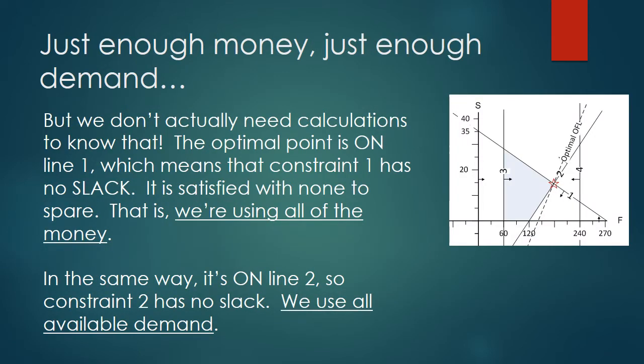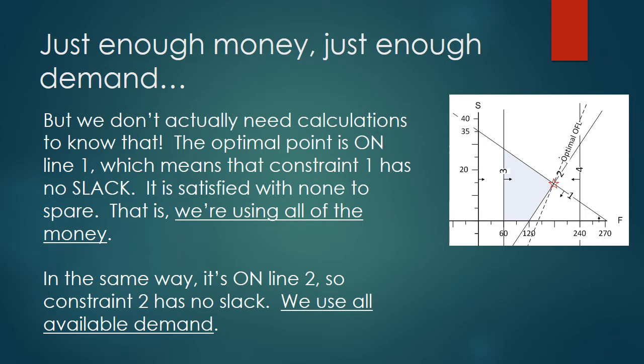We actually could have figured out that we used all of our money and that we met all of our demand exactly without doing any calculations at all. Because the point that we're looking at, the star, the optimal point, is on constraint line 1 and on constraint line 2. Remember that we drew these lines by setting the two sides of the constraint equal to each other. So when you're on a constraint line, you are satisfying that constraint but with none to spare. You have none left over at all. The leftovers are called the slack. So I'm saying that constraint 1, where we used all available money, has $0 slack, and constraint 2, where we couldn't exceed demand, also has 0 slack.